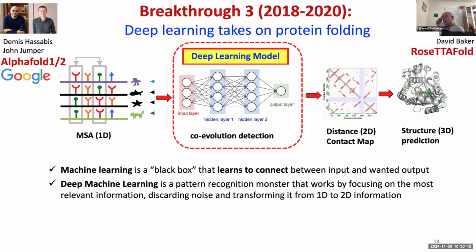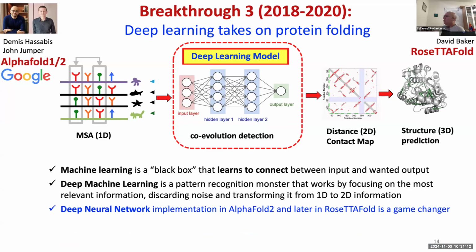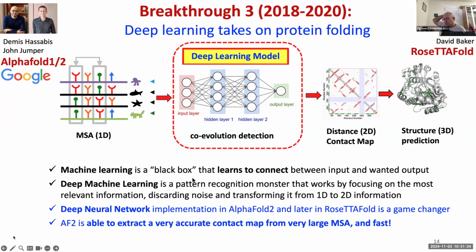And it works because machine learning is very, very good. Deep learning especially is very good at pattern recognition, working by finding and focusing on the most relevant information in multiple alignments. So with a multiple alignment of tens of thousands of homologs and a very, very long protein, it is still able to find little pieces of information about coevolution that are translated into very, very accurate distance maps, and then used for structure prediction. So it's really a game changer. The deep neural networks implemented in AlphaFold are really a game changer, and it was done by Hassabis and Jumper. That's the reason they got the Nobel Prize, their part.